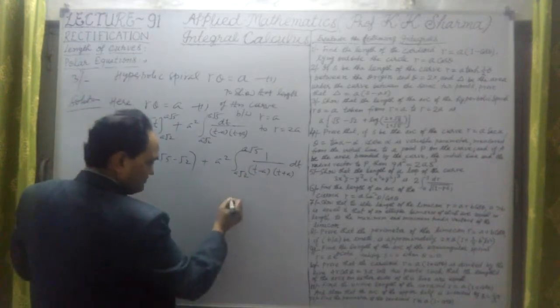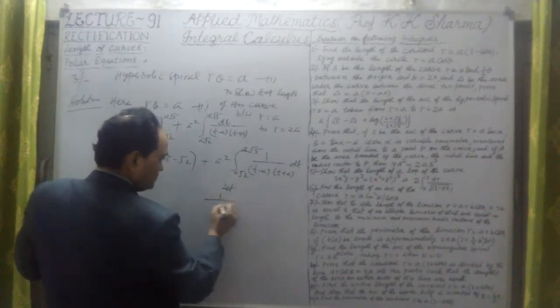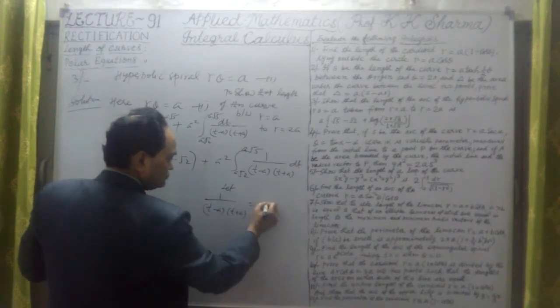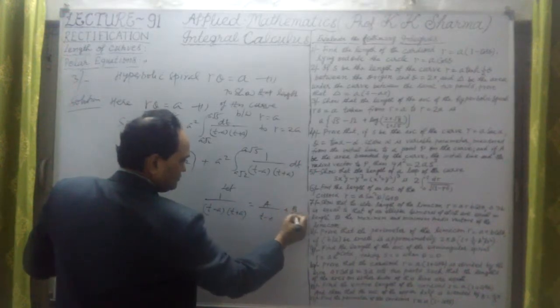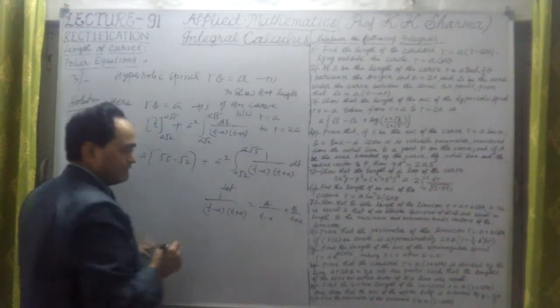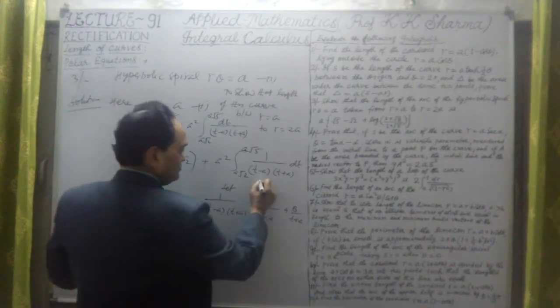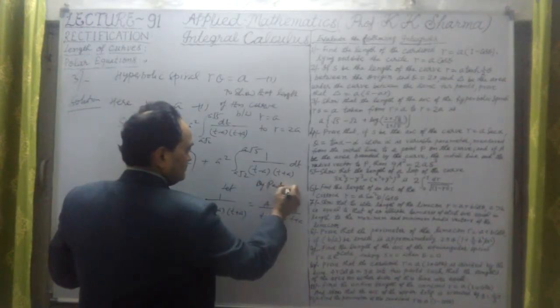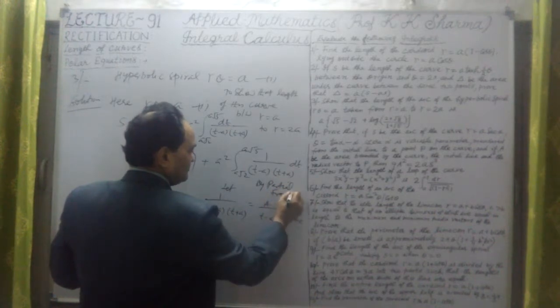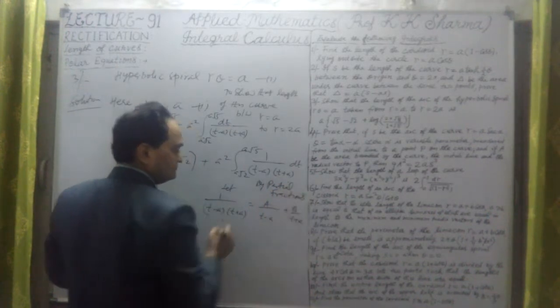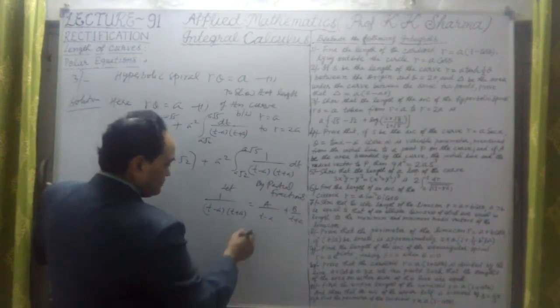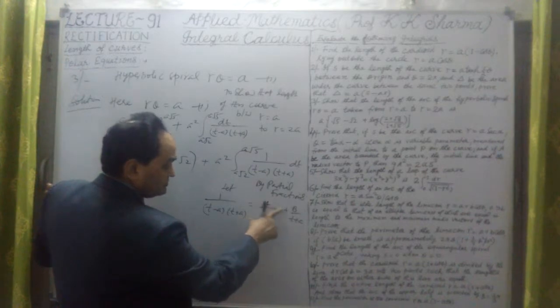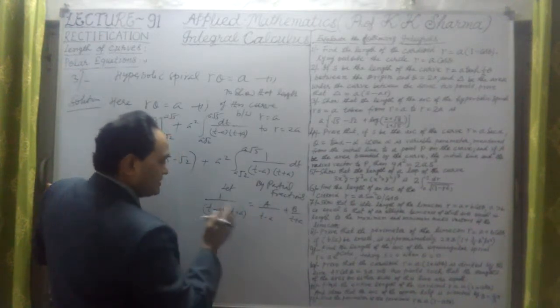Now let me solve it. Let 1 upon (t minus a)(t plus a) be equal to A upon t minus a plus B upon t plus a. This is by partial fractions. So we have to find out the values of the constants A and B. How? Let me apply the direct method.